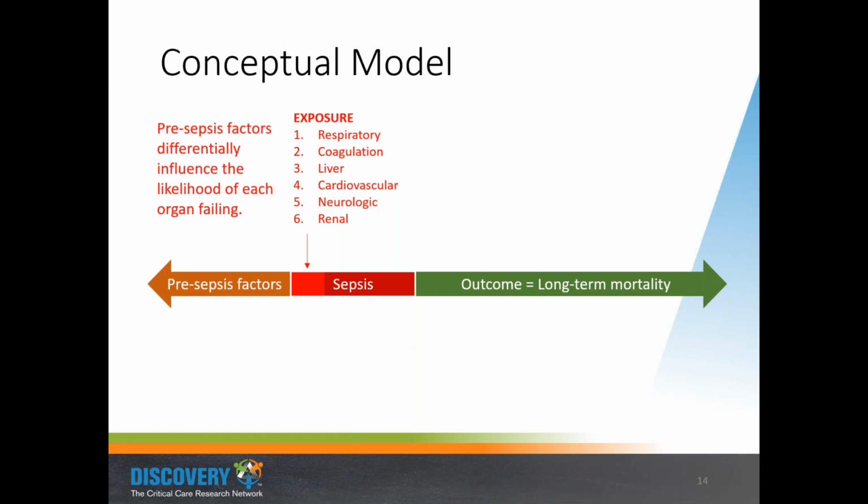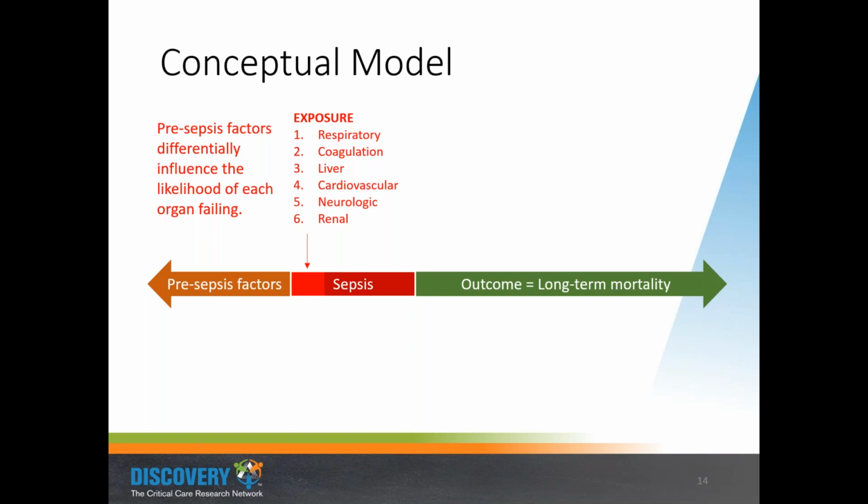And ultimately, we wanted to understand the impact of the exposure on the outcome, but we faced the problem, which is that pre-sepsis factors differentially influence the likelihood of each organ failing. Because patients with underlying chronic kidney disease were much more likely to have acute kidney injury, we needed to account for the likelihood or the propensity that patients, based on their pre-sepsis factors, looking 1 year back in their medical history, would actually experience the acute organ failure.